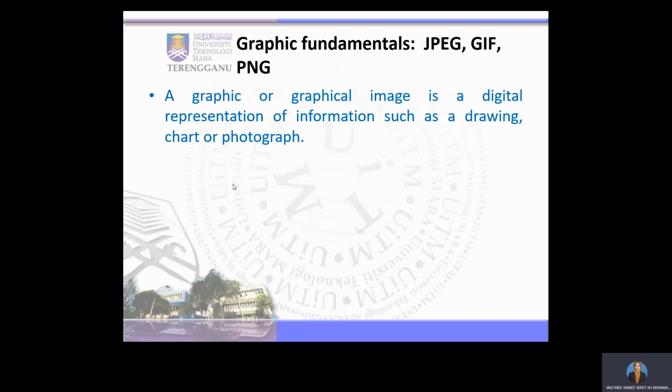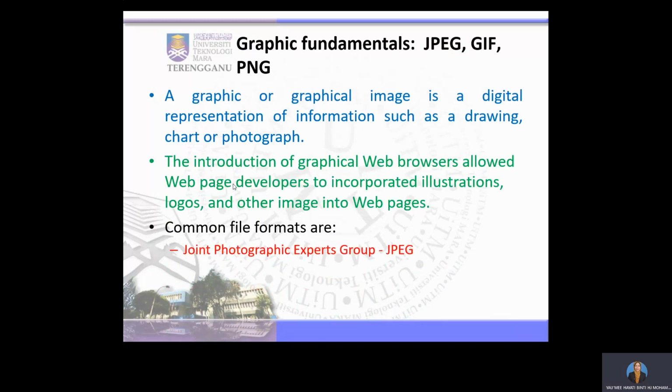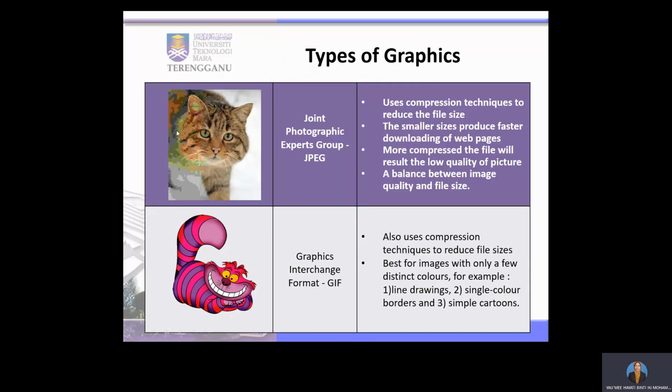You also need to know the fundamentals of graphics. In our topic, we cover three common file formats, which are Joint Photographic Experts Group or JPEG, Graphic Interchange Format or GIF, and Portable Network Graphic or PNG. Here is an example for JPEG. JPEG uses a compression technique to reduce the file size. The smaller size produces faster downloading of web pages. More compressed files will result in lower quality pictures. So JPEG has a balance between image quality and file size.